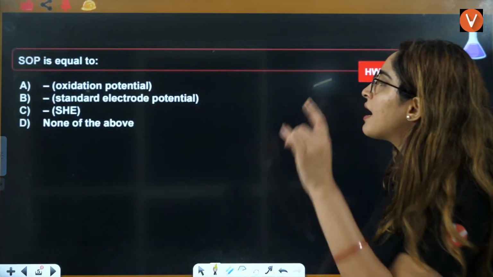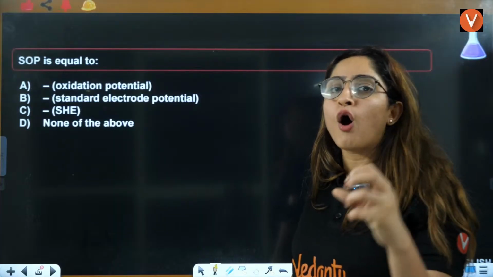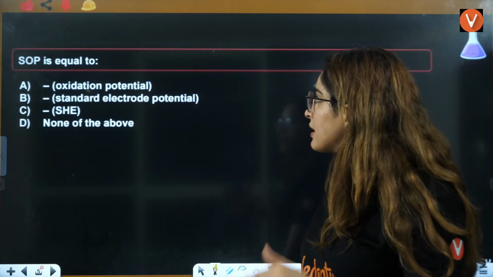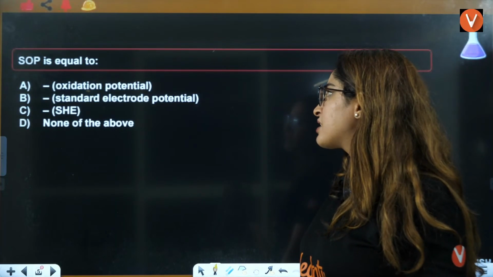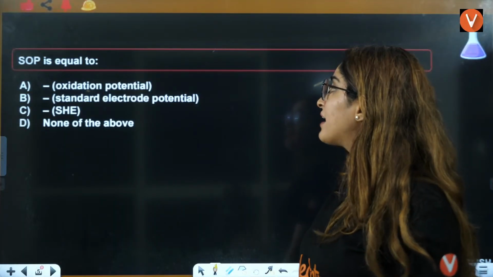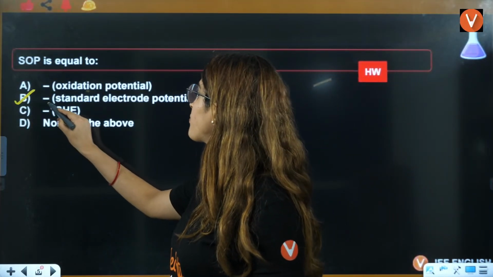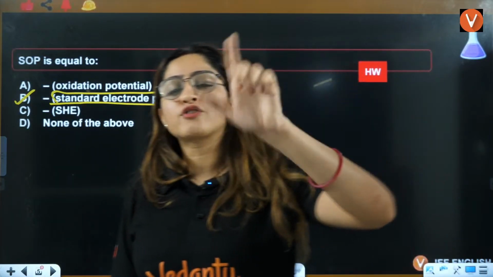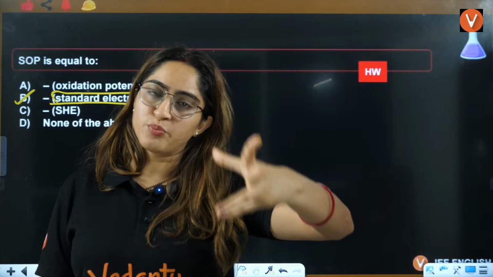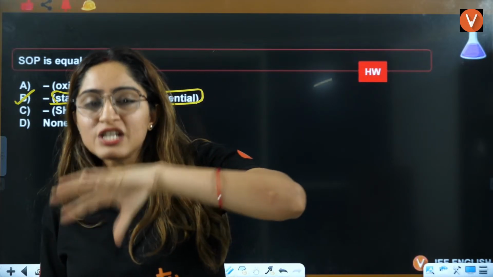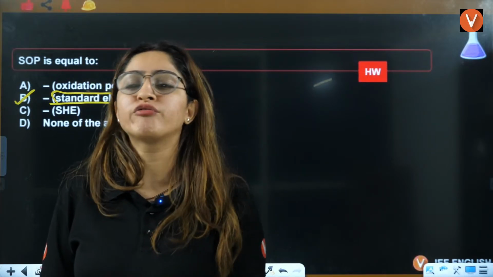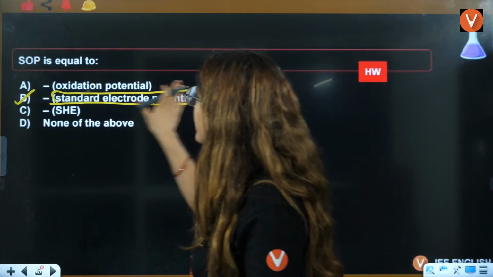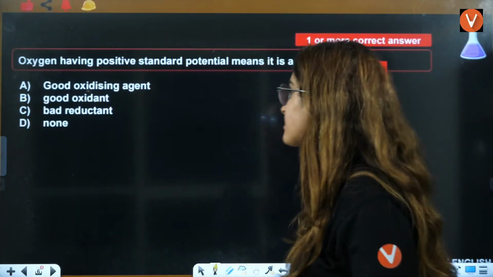So let's see. SOP, standard oxidation potential, is the minus of standard reduction potential, because standard electrode potential is nothing but reduction potential only. So oxidation potential is negative of the reduction potential. So B is the correct answer.